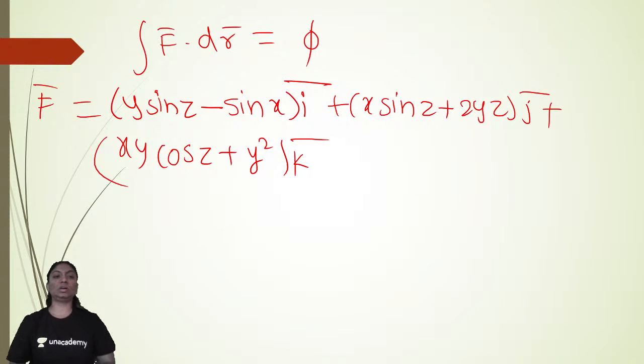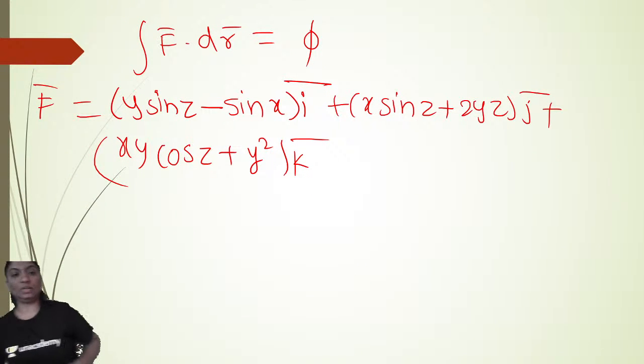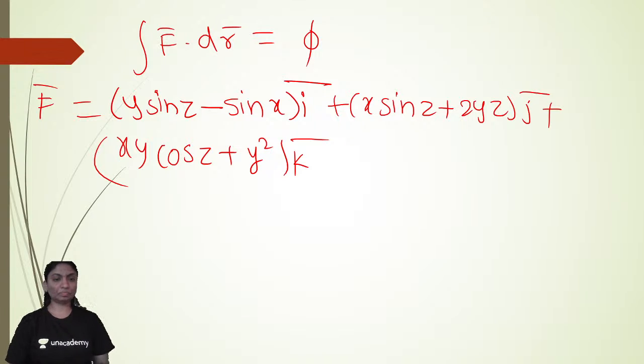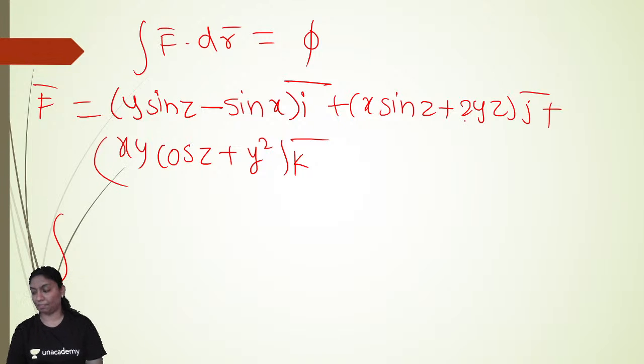Now, this is your F bar. F bar is equal to this. Now integrating F bar with respect to r bar, you will get dx, dy and dz. Dot product, you will get F bar dr bar is equal to F1 dx plus F2 dy plus F3 dz.